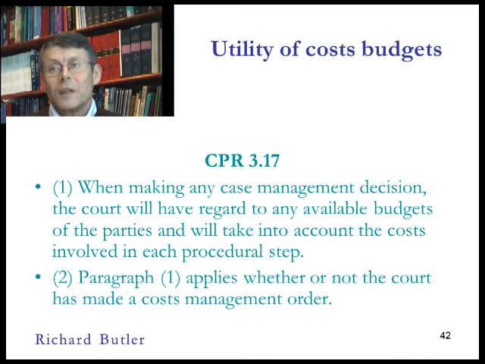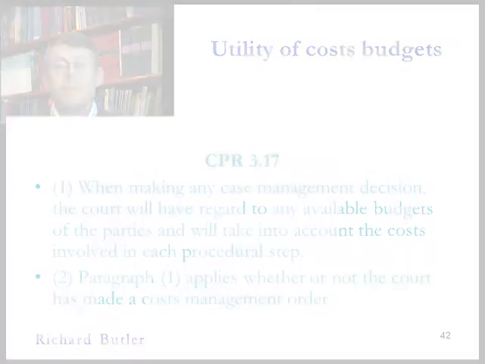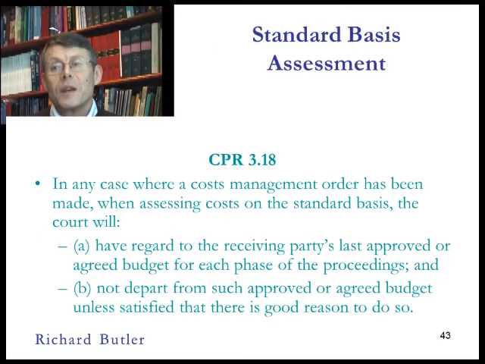First, the court has regard to the budgets prepared by both parties when it's making case management decisions. Now that will be so whether or not a costs management order has already been made. Secondly, if a cost management order has been made, then any subsequent assessment of costs on the standard basis will not only have regard to the last approved or agreed budget of the receiving party, but actually the measure of costs allowed on assessment will not depart from that budget unless the court is satisfied that there's a good reason to do so. Now, the language here is really quite curious.